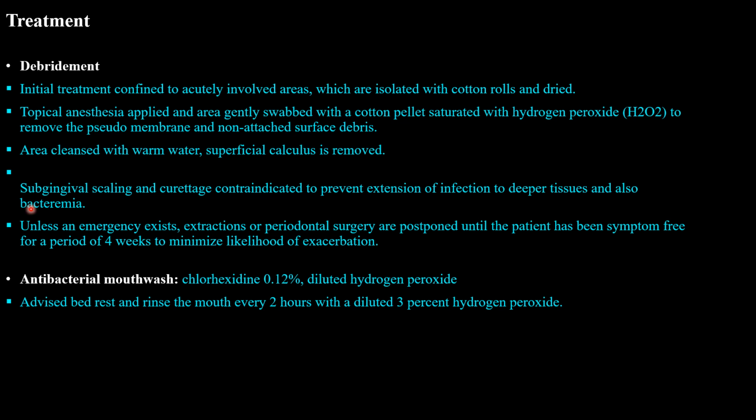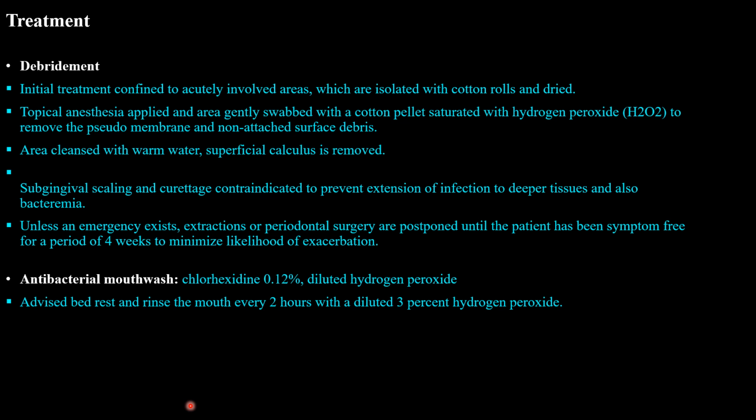So how do we treat the condition? The initial treatment is debridement. So we carefully isolate the areas with cotton rolls, dry the areas. Application of topical anesthesia is done, after which the areas are gently swabbed with cotton pellets, which are saturated with hydrogen peroxide, so as to remove the pseudomembrane and the non-attached surface debris. The area is then cleansed with warm water and the superficial calculus needs to be removed.